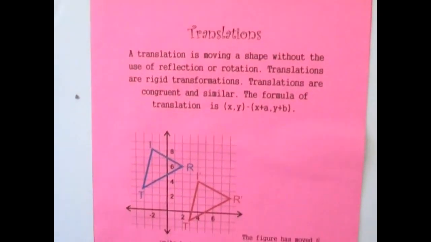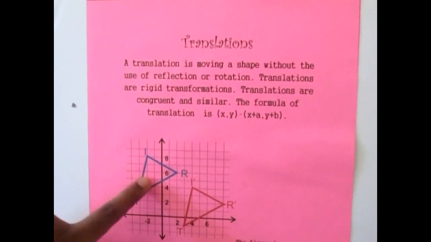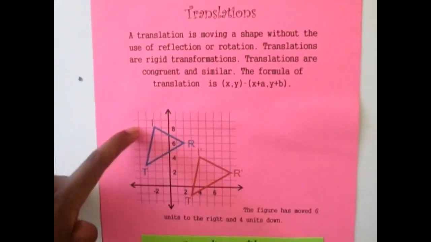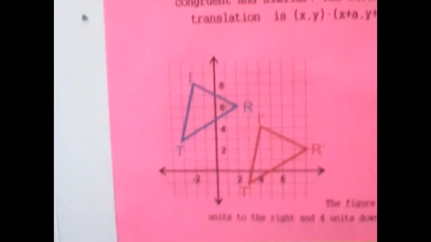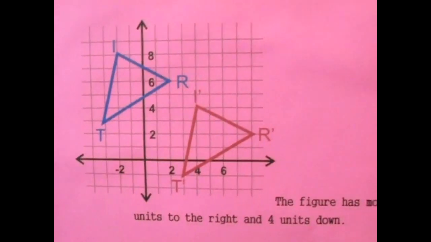Translations. A translation is the moving of a shape without the use of reflections or rotation. Translations are rigid transformations. Translations are congruent and similar. The formula for translation is that. And this would be an example of it. The blue triangle was translated to be the red triangle.